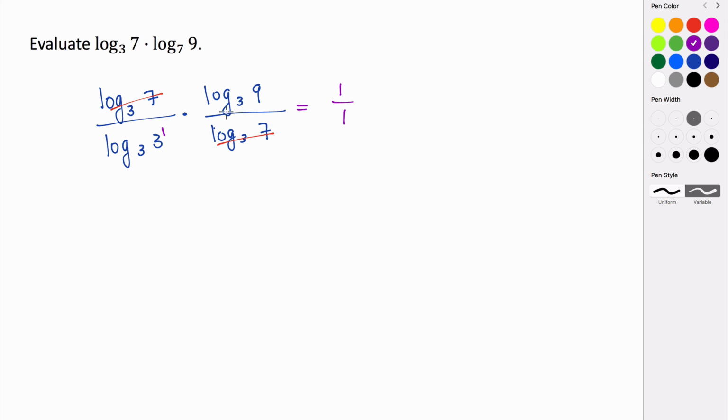And we can use the same property here, because we're going to express 9 as 3 squared. So instead of using 9, we're going to use 3 squared. So this is log base 3 of 3 squared, which ends up being 2. So it's 1 over 1 times 2 over 1, and that whole thing simplifies to be 2. So this expression evaluates to be 2.